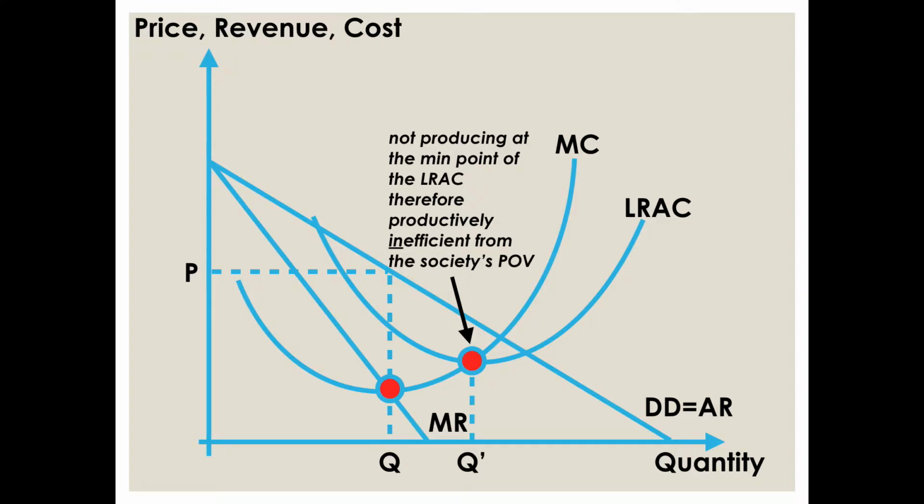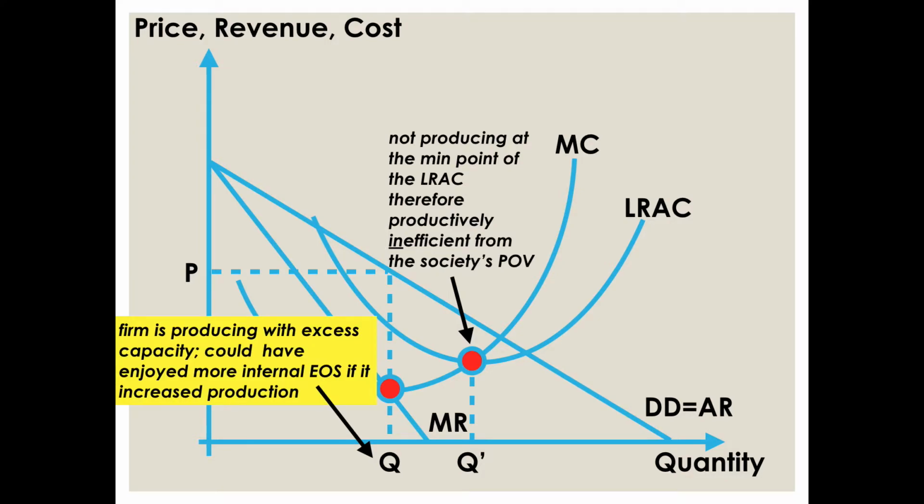So we see that for a firm with market power, it will never be efficient from the society's point of view because it is producing at Q instead of Q prime. So that means that this firm is producing with excess capacity. This firm could have enjoyed more internal EOS if it had increased production, but it didn't. It produced up until Q and stopped there because Q is its profit maximizing output.